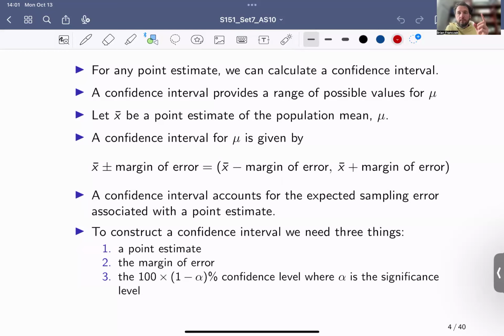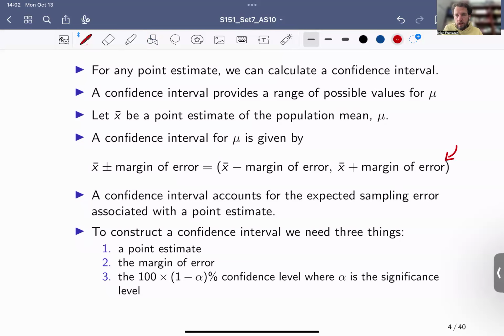One way of doing that is computing what is called a confidence interval. A confidence interval takes a point estimate and adds and subtracts some value, which we call the margin of error, to that point estimate. The idea is that this margin of error represents that sampling error. Now, when we are estimating a population mean, we are adding and subtracting to the point estimate of the population mean, X bar. Here, you can see the general form of a confidence interval.